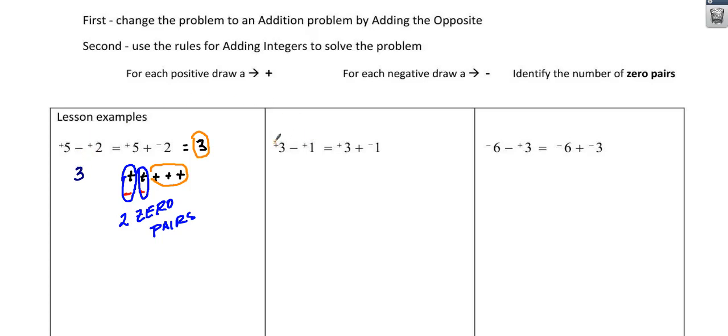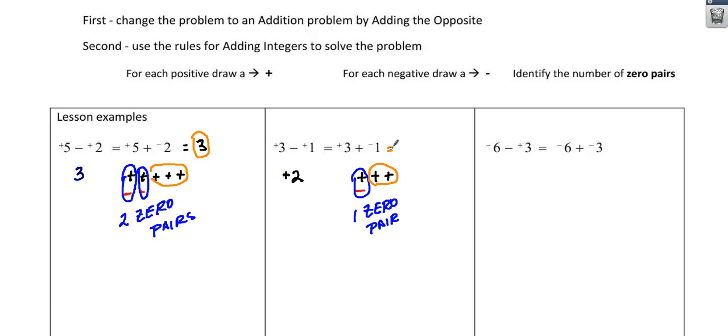All right, let's try another one. Positive 3 minus positive 1. So we all know positive 3 minus positive 1 is, let me get the dark color here, positive 2. Let's see if this also gives us positive 2. So we have positive 3 plus negative 1. So we need 3 positives, there they are, and we need 1 negative. That's going to create 1 zero pair, and it's going to leave 2 positives. That's right. That's exactly the answer we got over here.